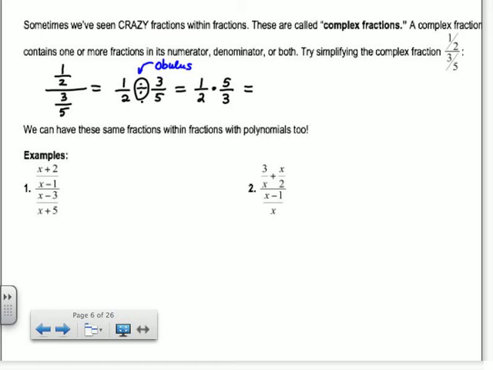So now when I do that, I get 5 over 6. So just multiply across the top, multiply across the bottom. That's your answer. Okay, so let's do the same thing with these polynomials.